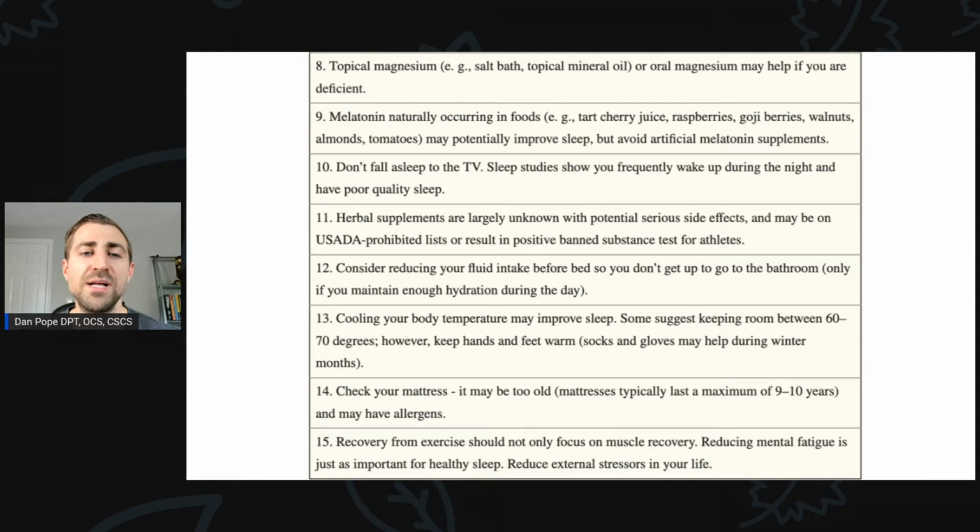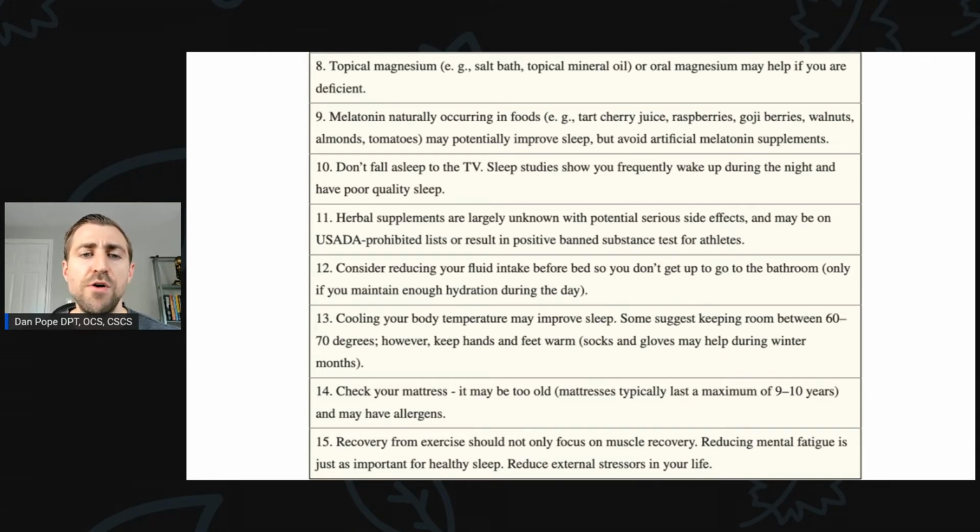Number 9, melatonin naturally occurring in foods is a good idea. So tart cherry juice, raspberries, goji berries, walnuts, almonds, tomatoes may potentially improve sleep, but avoid artificial melatonin supplements. I'm not exactly sure what they're basing their research on melatonin here, but suffice to say, from what I've read in the past, melatonin is helpful for jet lag if you are crossing time zones, but otherwise not particularly helpful for the average person trying to go to sleep at nighttime.